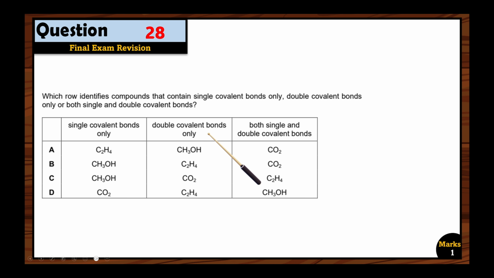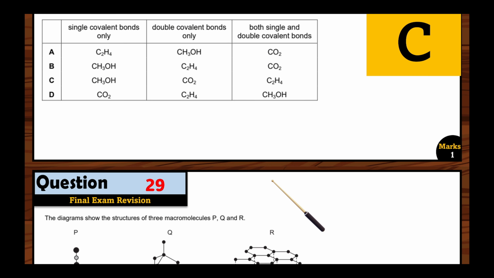Now let's see double covalent bonds only. So there should be only double covalent bonds. We have to check C2H4. If you see, it is making a double bond between carbon and carbon, but it is also making a single bond with the hydrogen, because hydrogen just needs one electron, so it will make a single bond, right? So this option is wrong. Now we are just left with carbon dioxide. Of course, carbon is making a double bond with one oxygen and also a double bond with the other oxygen. So it is just making double bonds. So option C is right. C2H4 is making both single and double covalent bonds. So option C is correct.